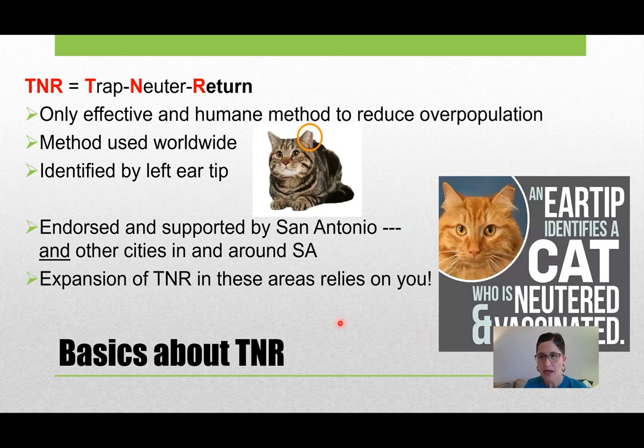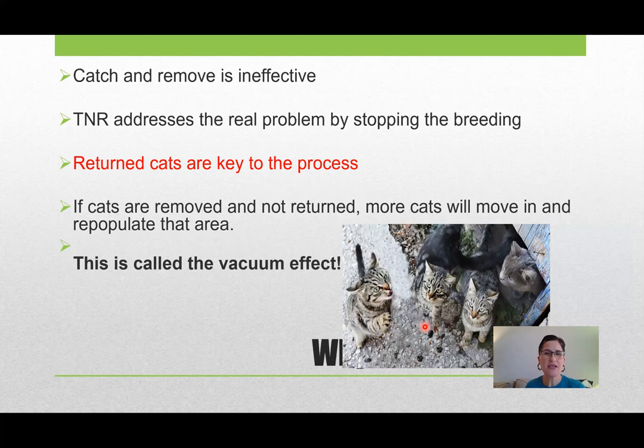Okay, so again, an ear tip identifies a cat who's been neutered and vaccinated, and I will be talking about the vaccination part in a little bit. Okay. All right, so why does TNR work?